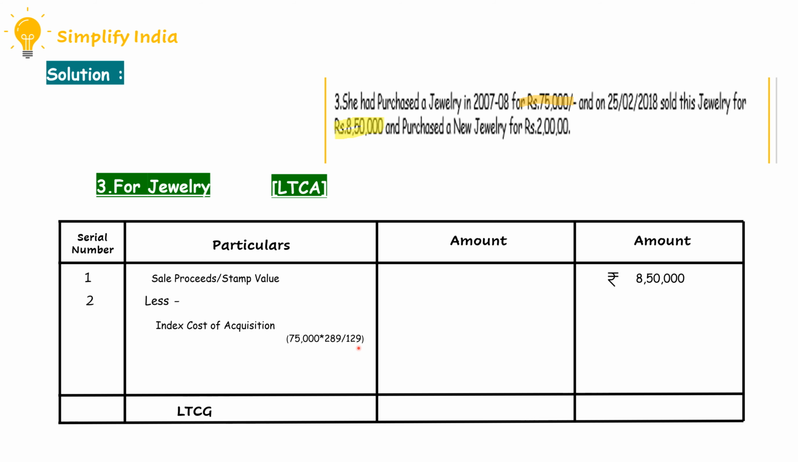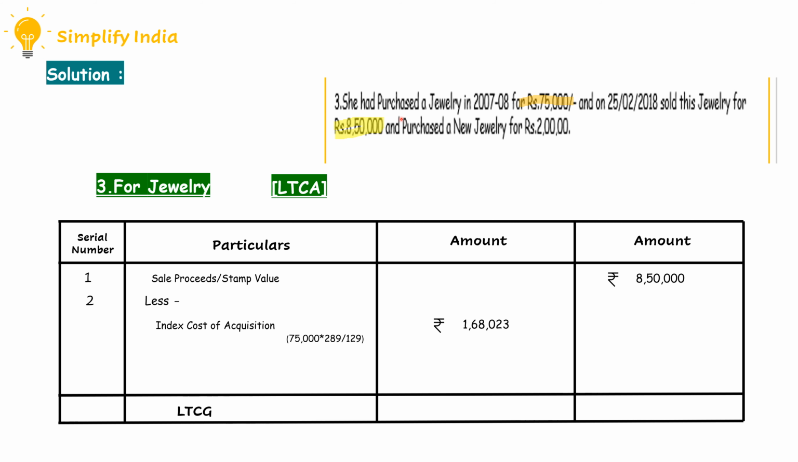As it is purchased in the year 2007-8, the CII value is 129. We have to take it down. So when we calculate 75,000 into 289 divided by 129, we will get rupees 1,68,023. Next is index cost of improvement.